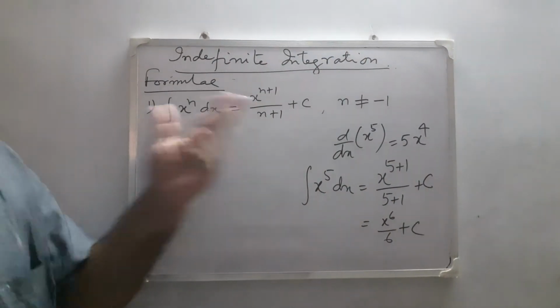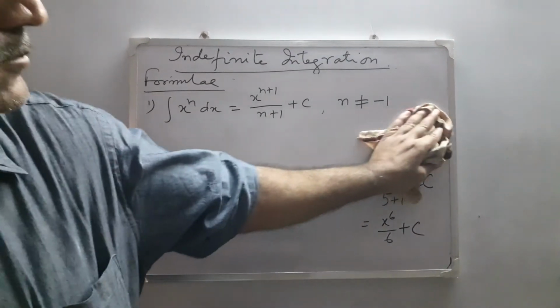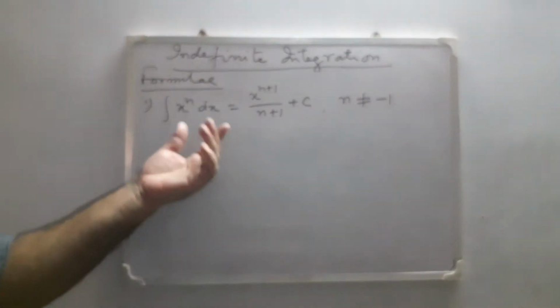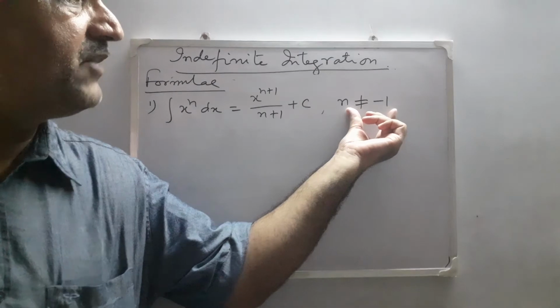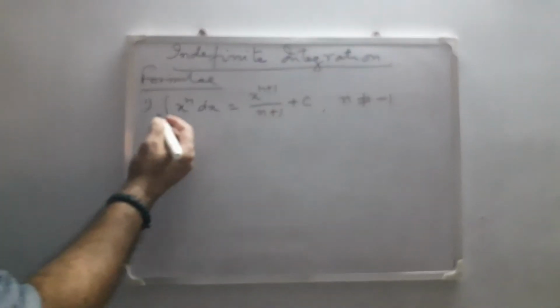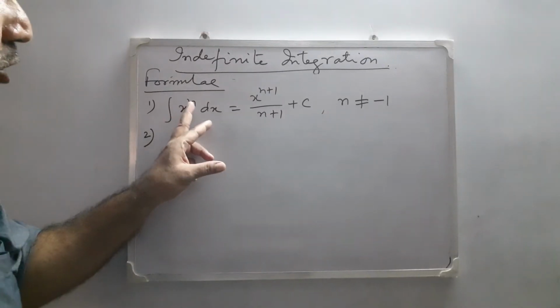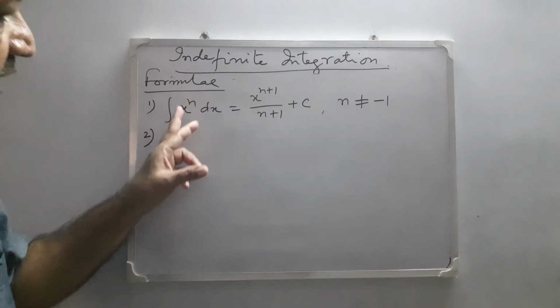In this way you have to integrate any function which contains x power n. Now, this formula fails to work if n is equal to minus 1. So what happens if n is equal to minus 1? That will provide you the second formula. It becomes x power minus 1, that is 1 by x.